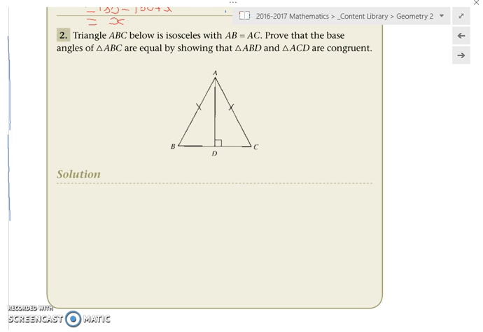All right, triangle ABC below is isosceles with AB equal to AC. They've marked that with the little 1 line, just reminding you. Prove that the base angles of ABC are equal by showing that triangle ABD and triangle ACD are congruent. So once again, Tyler, this is similar to the last one in that we know they're equal because it's an isosceles triangle, but we're trying to prove it. So it's one of those situations where we know it, but we've got to use the stuff that we knew beforehand to prove it.